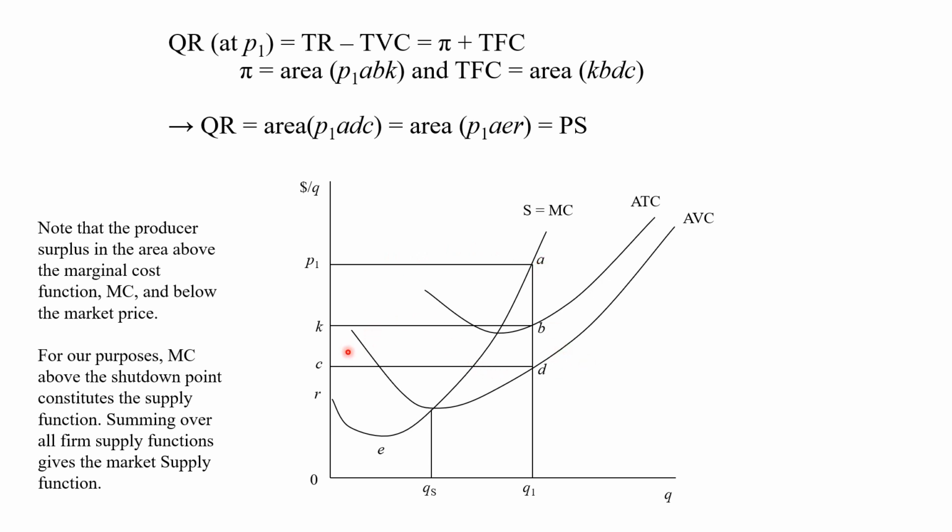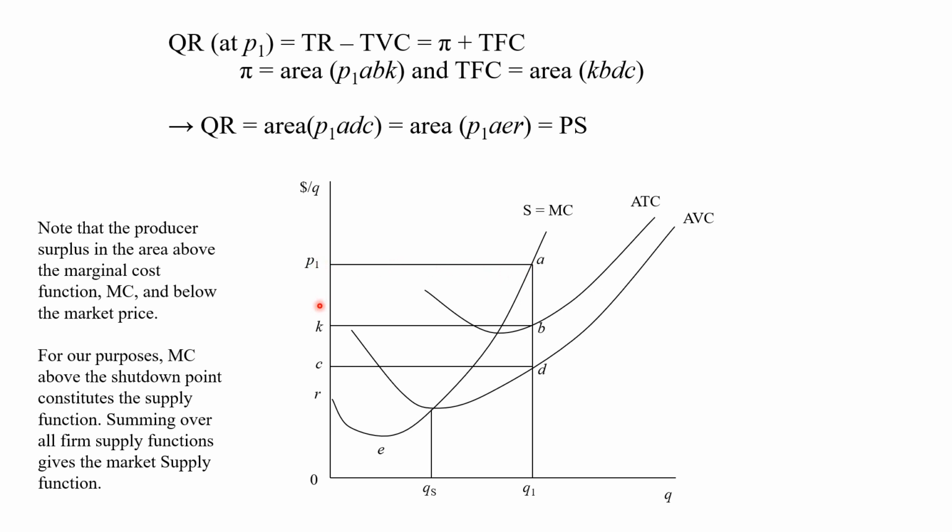And the total fixed cost is equal to this area KBDC. That's our total fixed cost. And then CD Q1 0 is our total variable cost. Note that the producer surplus is given as the area above the marginal cost curve. It's equal to this area here.